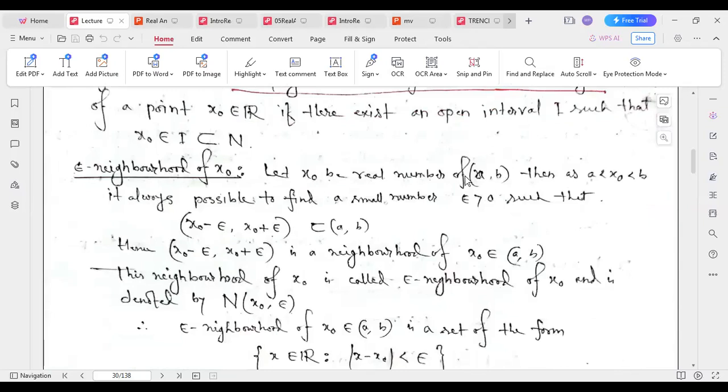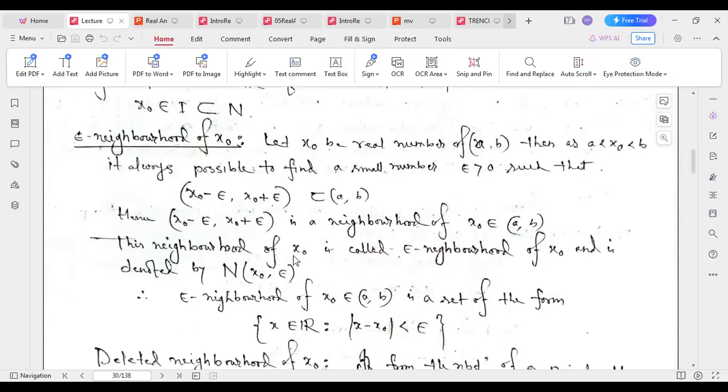Let x naught be a real number of the open interval (a, b), then x naught lies between a and b. It is always possible to find a small number epsilon greater than 0, which is very small, such that the open interval (x naught minus epsilon, x naught plus epsilon) will be contained in the open interval (a, b). That means it is a subset of (a, b). So hence this is the neighborhood of x naught, which belongs to the open interval (a, b).